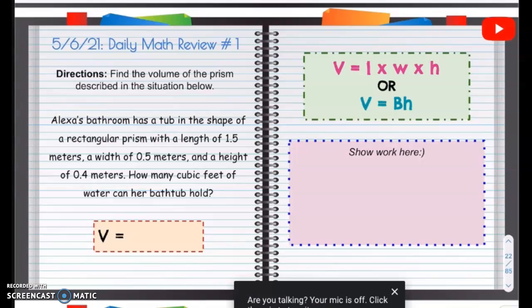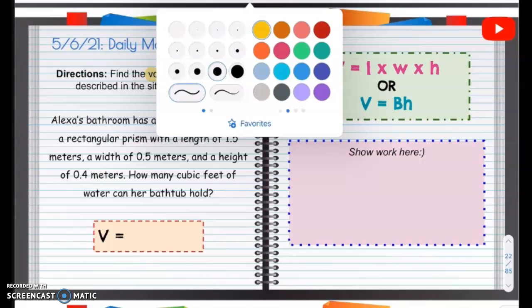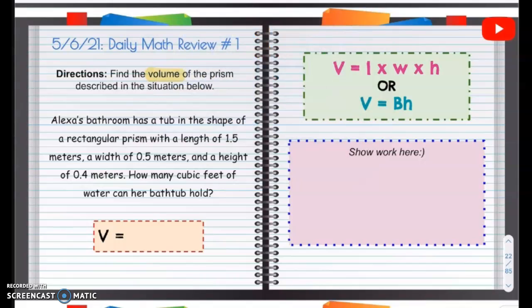All right, our daily math review number 1, we're going to find the volume. So remember, volume is the space inside of the prism described in the situation below. So Alexa's bathroom has a tub in the shape of a rectangular prism. So she's got a bathtub, and it has a length of 1.5 meters. It has a width of 0.5 meters, and it has a height of 0.4 meters. How many cubic feet of water can her bathtub hold?